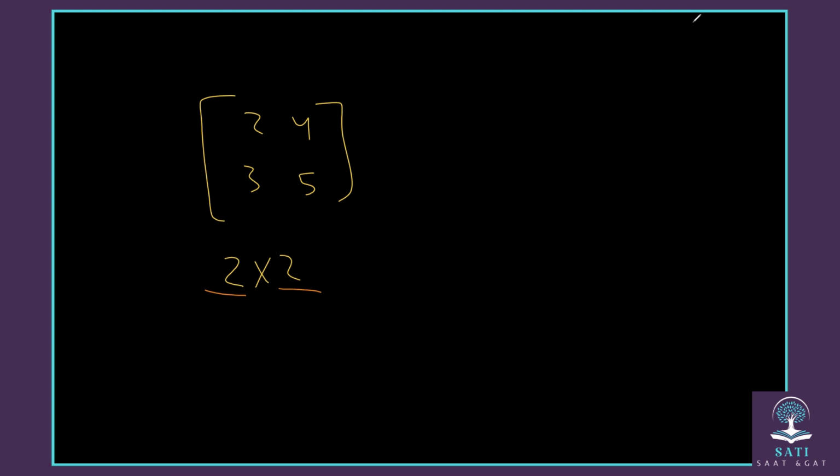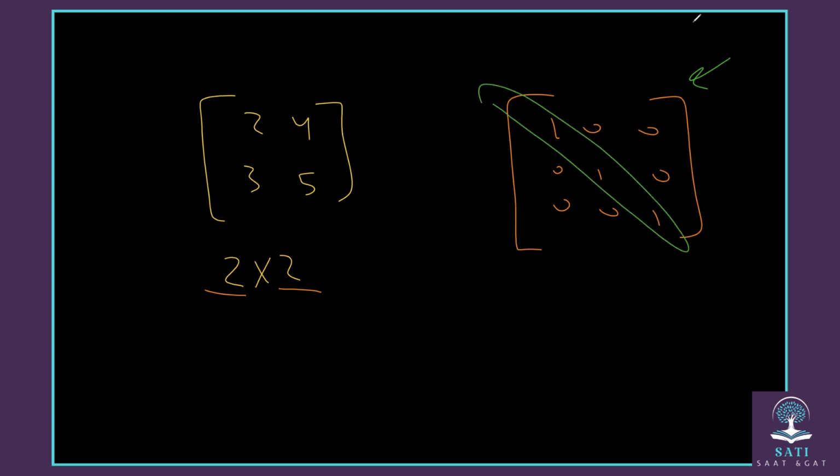A square matrix. And also a type of square matrix: if I have a matrix like this, 1, 0, 0, 0, 1, 0, 0, 0, 1, as you see, all of its elements are zeros except the diagonal. In this case, we call it a unit matrix. So you understand now these two types of matrices.